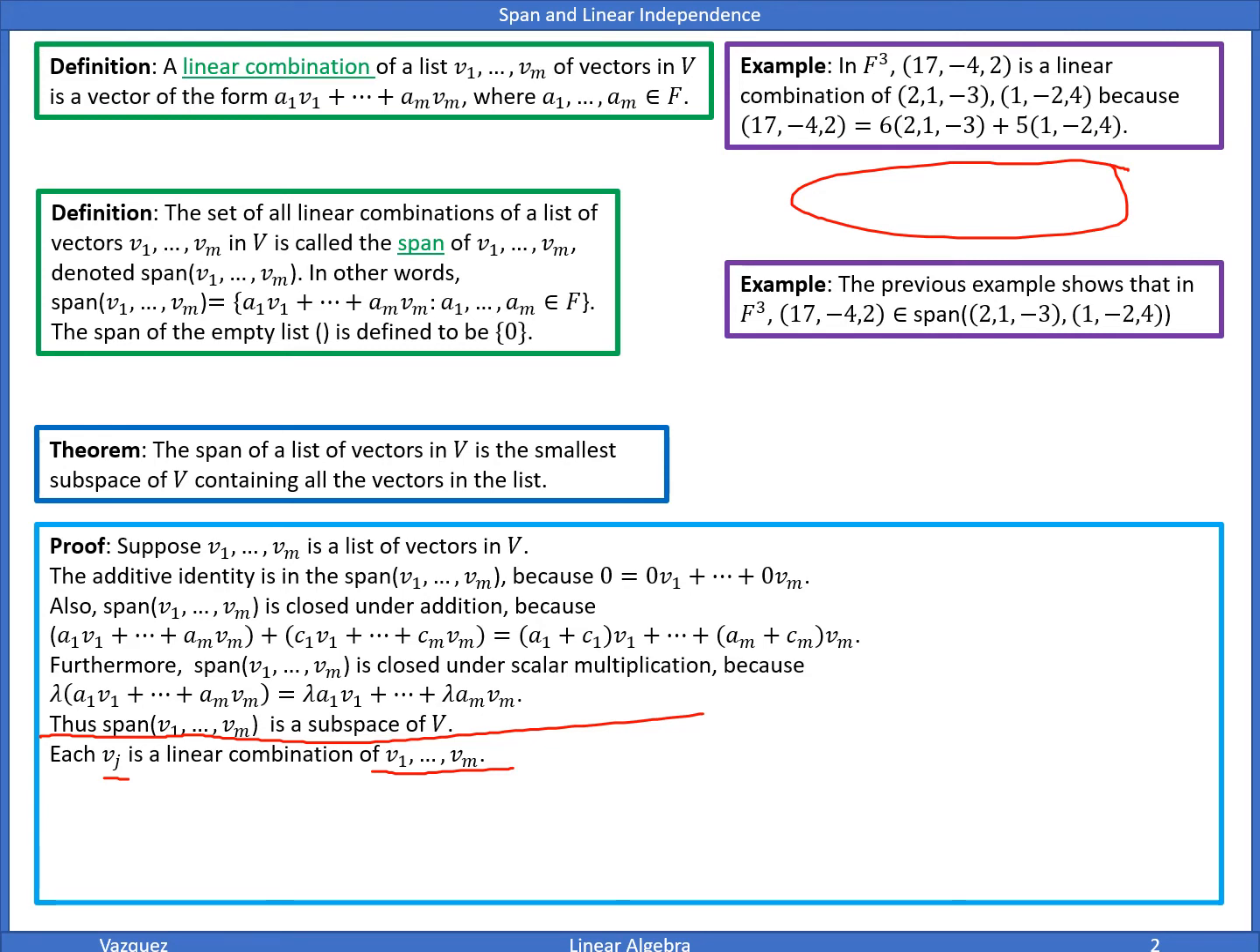And why is that? Well, again, because we can just take any vj, say v1. We can set its scalar, a1, equal to 1, and all the other ones, a2 all the way to am, equal to 0. Similarly with v2, v3, all the way to vm. So that's why each vj is a linear combination of v1 all the way to vm. Therefore, the span of v1 all the way to vm contains each vj.